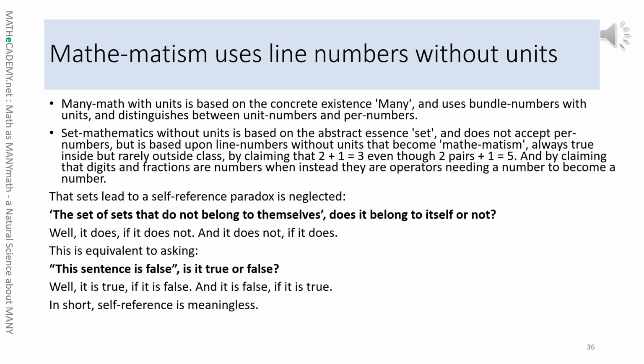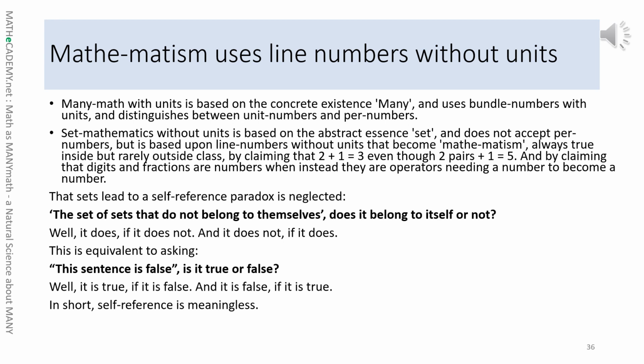Mathematism uses line numbers without units. Many-math with units is based on the concrete existence, many, and uses bundle numbers with units, and distinguishes between unit numbers and pure numbers. Set mathematics without units is based on the abstract essence, set, and does not accept pure numbers, but is based upon line numbers without units that become mathematism, always true inside but rarely outside class, by claiming that 2 plus 1 equals 3, despite 2 pairs plus 1 equals 5. And by claiming that digits and fractions are numbers when instead they are operators needing a number to become a number. That sets lead to a self-reference paradox is neglected.